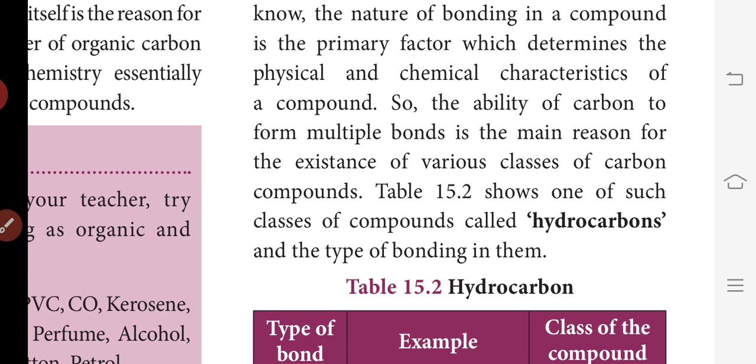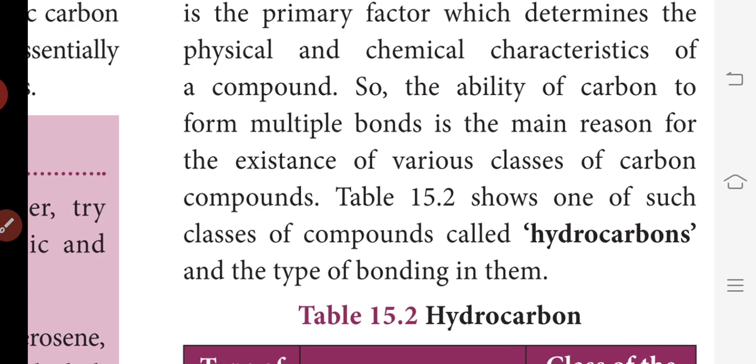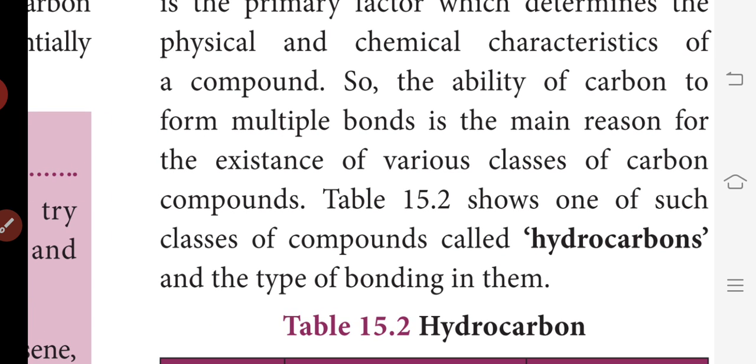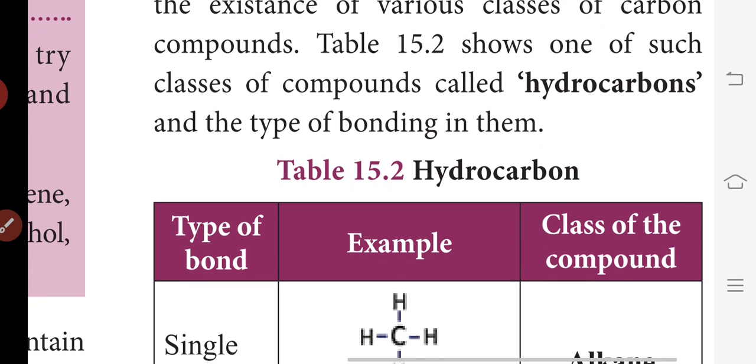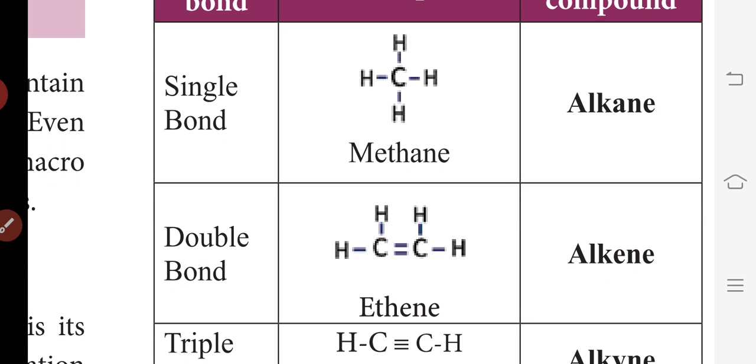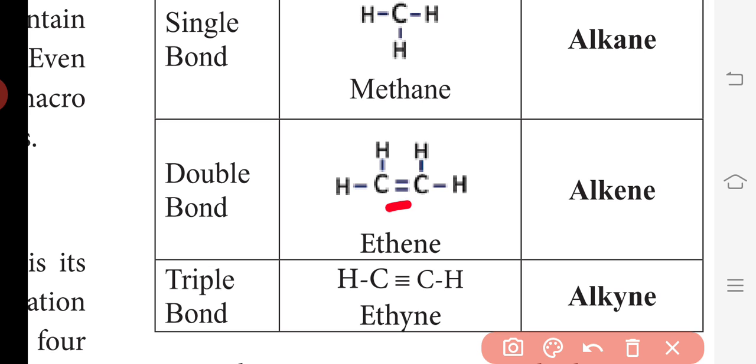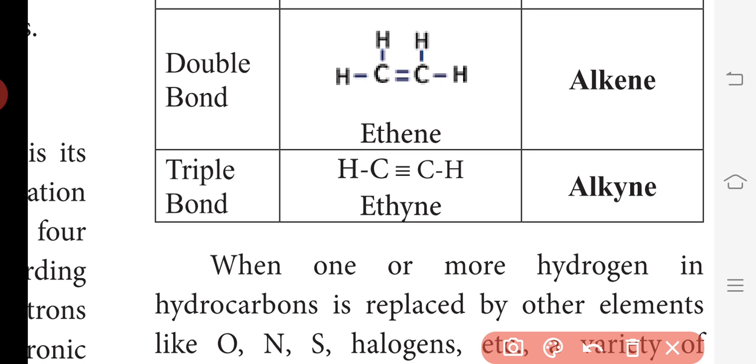So the ability of carbon to form multiple bonds is the main reason for the existence of various classes of carbon compounds. Such classes of compounds are called hydrocarbons and are given here in the table. The single bond, methane, belongs to the compound alkane. Then the double bond is ethene. When carbon is connected with a double line, it is called a double bond, and the compound comes under the class alkene. Then the next one is the triple bond. You can see 3 lines, and it is called ethyne.